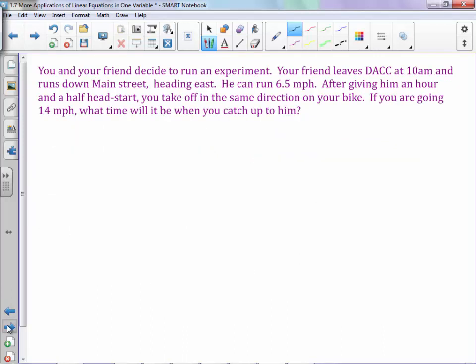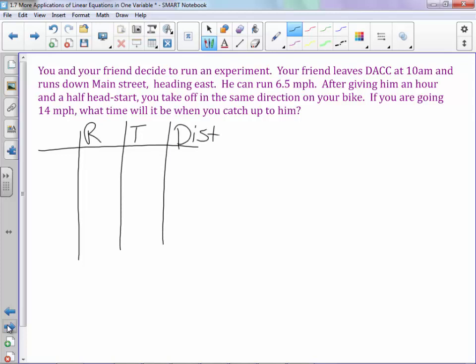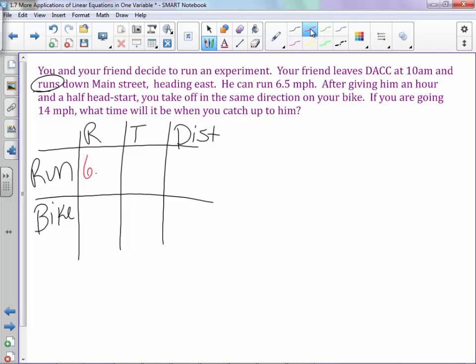Next up is another distance problem. So let's start the same way. We know we're going to have our rate times our time is equal to our distance. Our options here, we have somebody that's running, and we have someone that's biking. So let's first look at our runner. Our runner is running at 6.5 miles per hour. We don't know how long total he ran. We know he left at 10, but we don't know his total time. So his total distance is 6.5x.